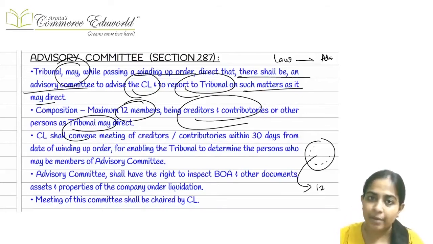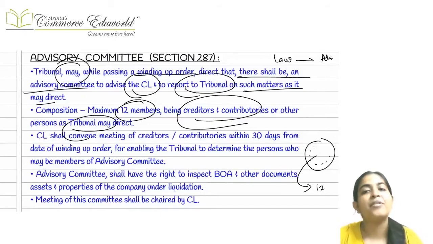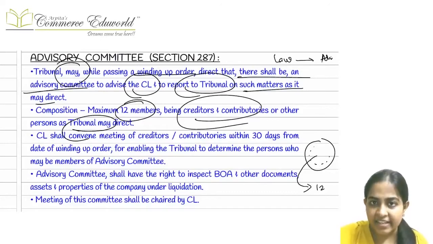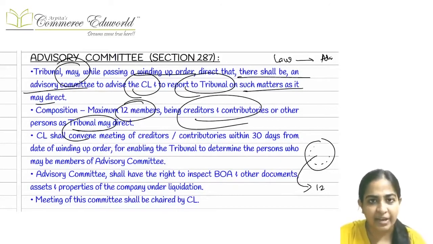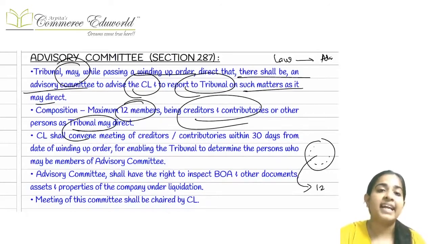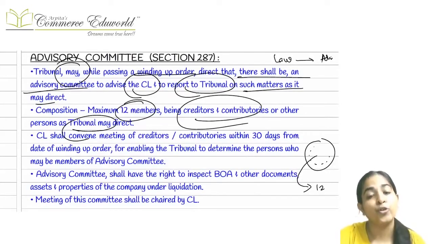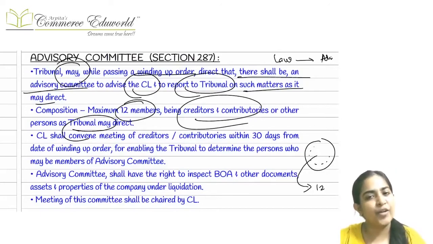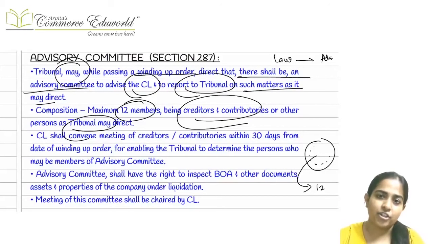An advisory committee constitutes 12 members, selected out of the members and the creditors only. So basically we are selecting the representatives from the creditors and the contributories. We conduct their meeting. The meeting is chaired by the company liquidator. And then we decide what their wishes are, what we are supposed to do, and whether we are getting any new idea from them or not. After considering their views, only then the company liquidator takes any further decision.